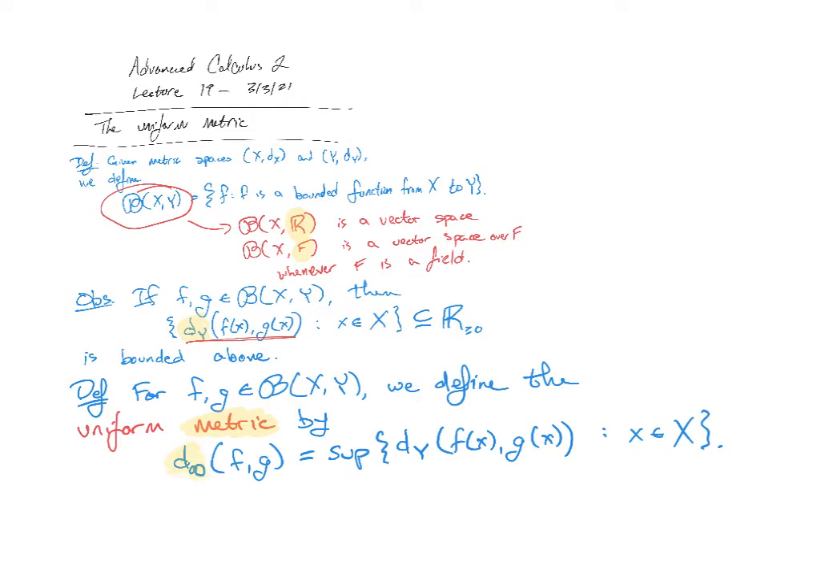The other thing is the notation d sub infinity. We've seen that before, right? So we saw an infinity metric on Rn. Okay. This is really the same. It's really a generalization of that metric.